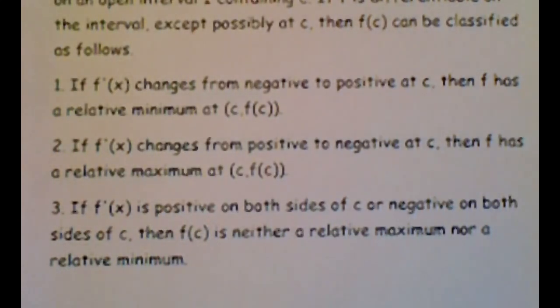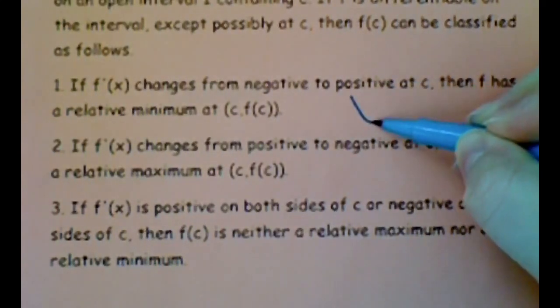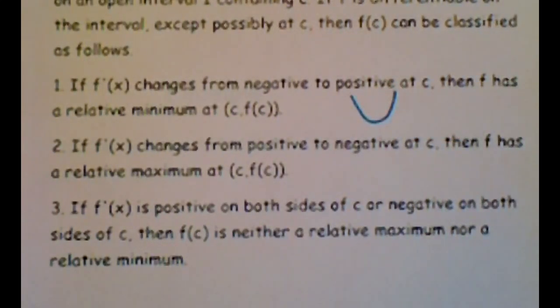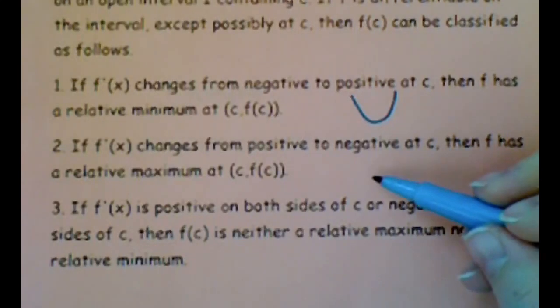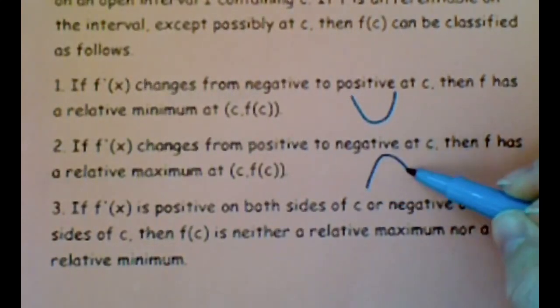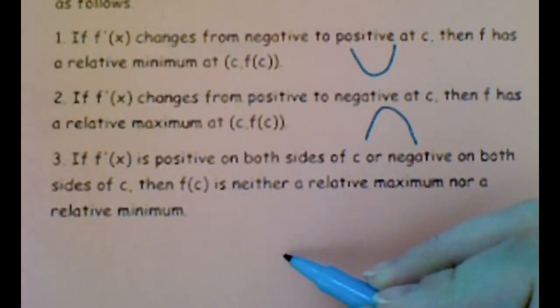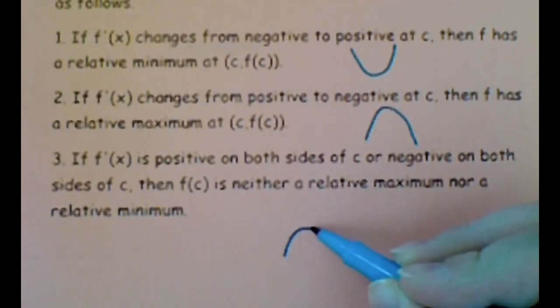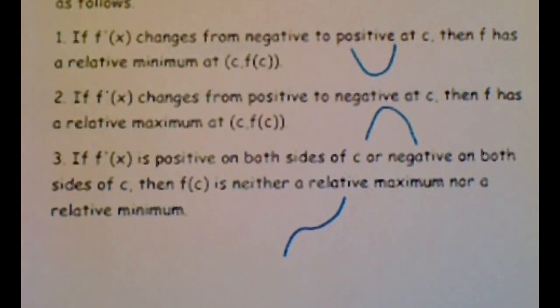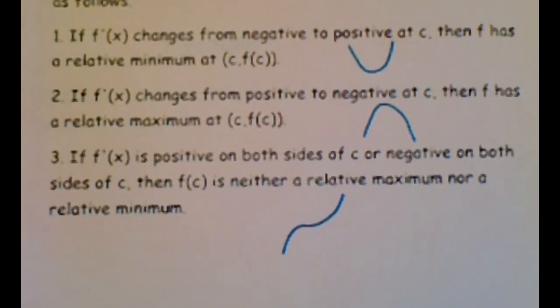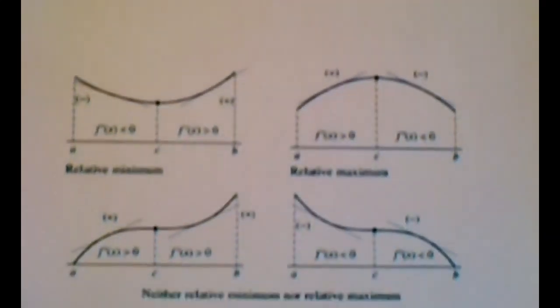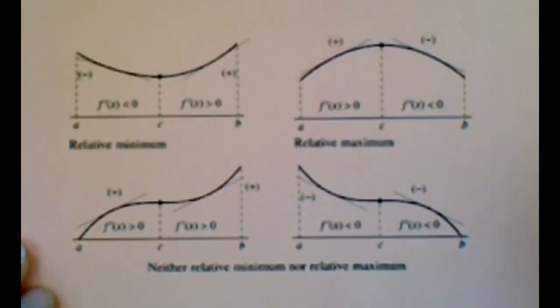Basically, that means negative to positive means decreasing to increasing. Oh, look, I have to have a minimum there. Positive to negative means increasing to decreasing. Oh, look, I have to have a maximum. And then let's say increasing flattens out, increasing. It's neither. Same thing for decreasing, decreasing. And then I have some pictures there too to show you what I just said.